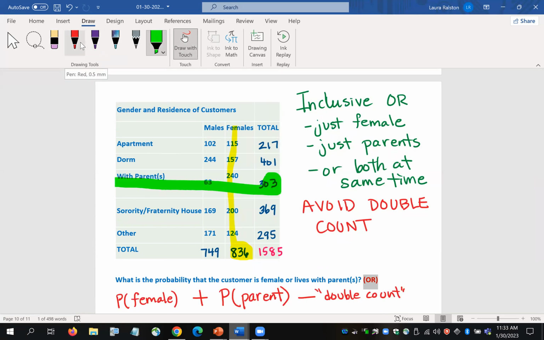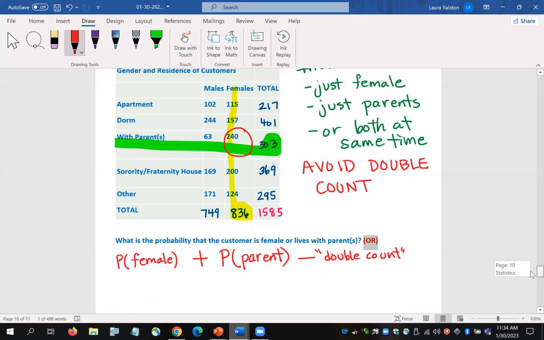But here's the problem, guys. This 240, this 240, I've already counted as females. Those are your females who live with parents. I've already counted them. I don't want to count them a second time because that's going to screw my numbers up. So I have to be careful that I don't double count.